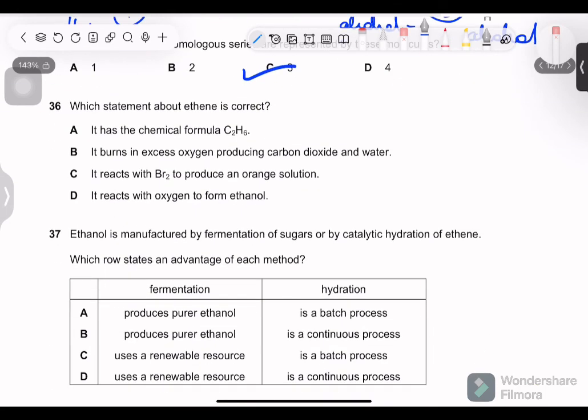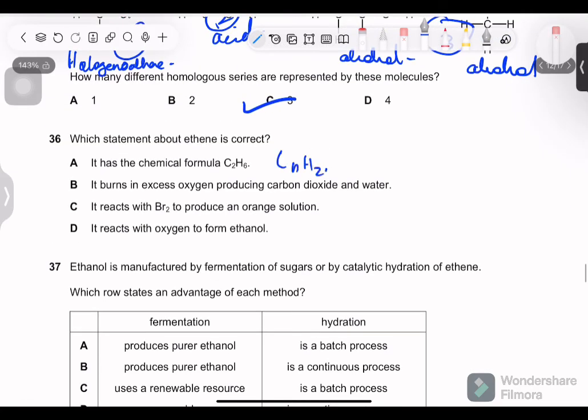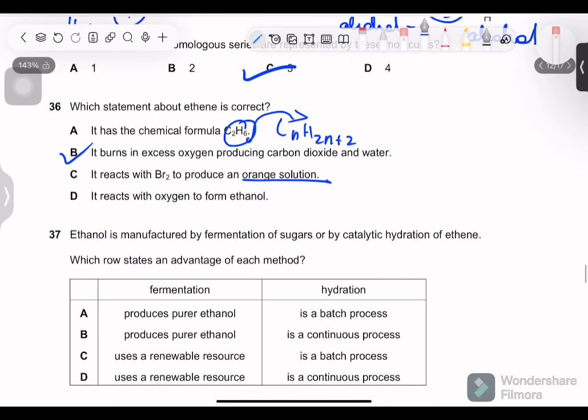Which statement about ethene is correct? It has the chemical formula C2H6. No, this is the general formula of alkanes, and this is following this. So it is an alkane. Ethene has formula C2H4. It burns in excess oxygen, producing carbon dioxide and water. This is true for all organic compounds, all homologous series. So this is correct. It reacts with Br2 to produce an orange solution. No, it produces a colorless solution. It reacts with oxygen to form ethanol. No, it reacts with steam to form ethanol.